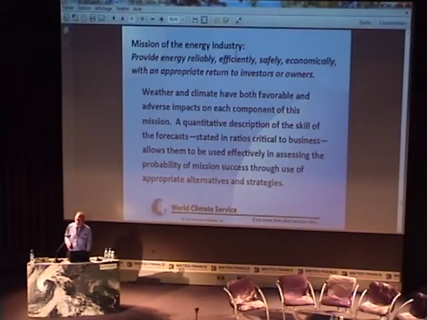Now, if you concatenate the mission statements of utilities around the world, you will find that the common terms in the mission of the energy industry are provide energy reliably, efficiently, safely, economically, with an appropriate return to investors and owners. Well, weather and climate have both favorable and adverse impacts on each component of this mission. So a quantitative description of the skill of the forecast, stated as I did in ratios critical to business, allows them to be used effectively in assessing the probability of mission success through use of appropriate alternatives and strategies. The point here is not that you know that any given forecast is going to be correct, but that if over a period of years in a number of various cases you use the forecast, you can predict what the consequences of committing to that algorithm might be.